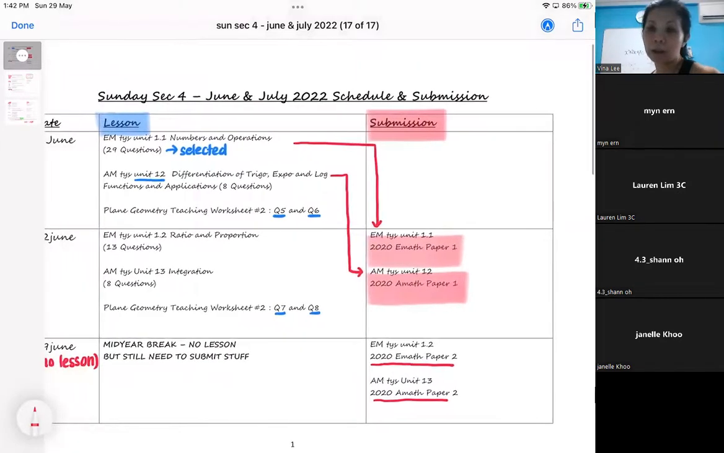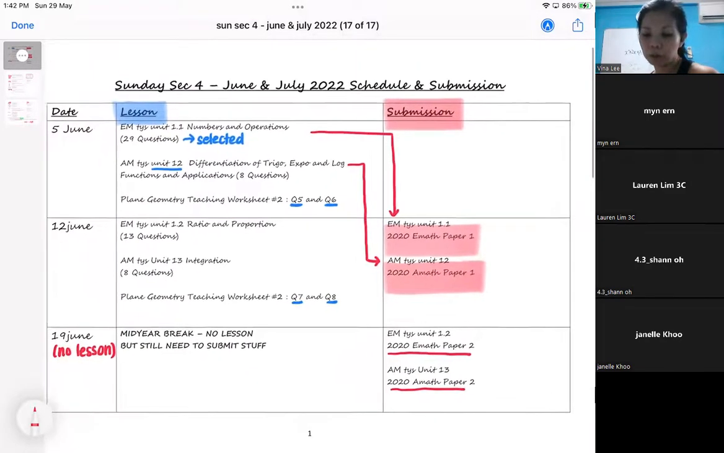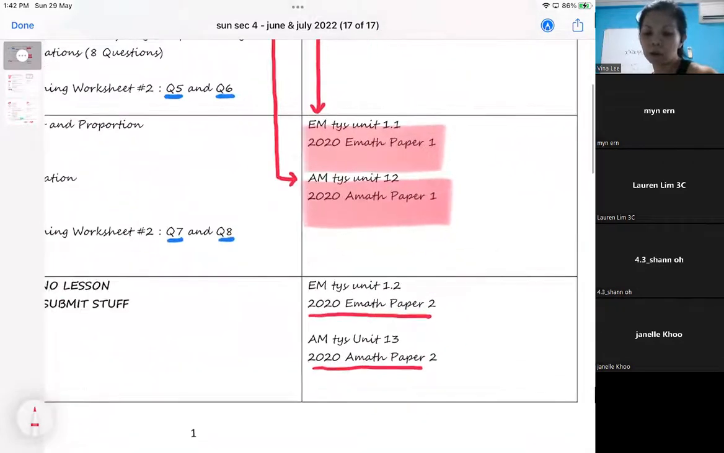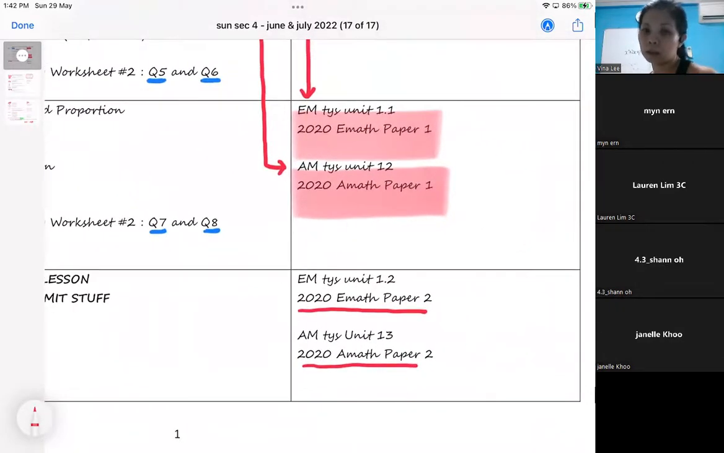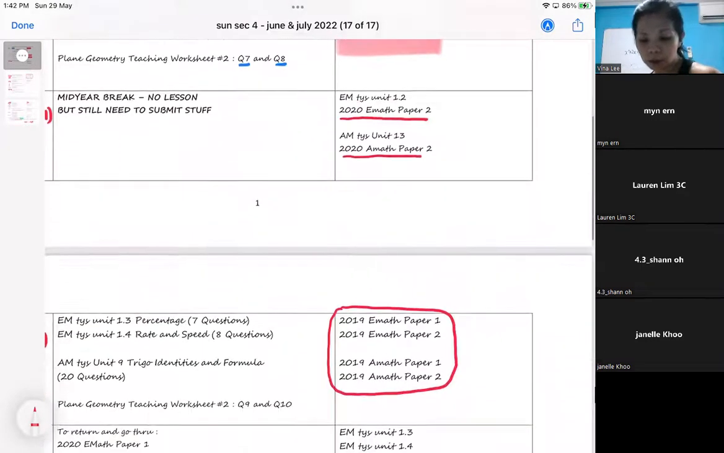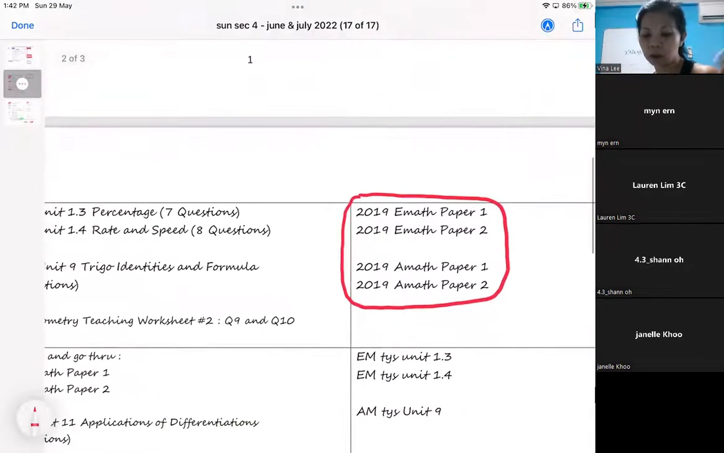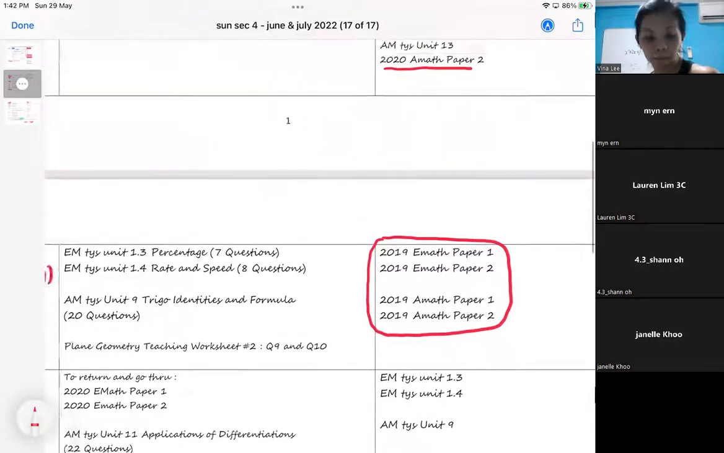So please plan ahead. Next week, there is no submission. Plan ahead for all this. You've got your yearly 10-year series, you could have planned already. So don't wait until the end, and then you're struggling to hand up the whole bunch of 2019 papers.